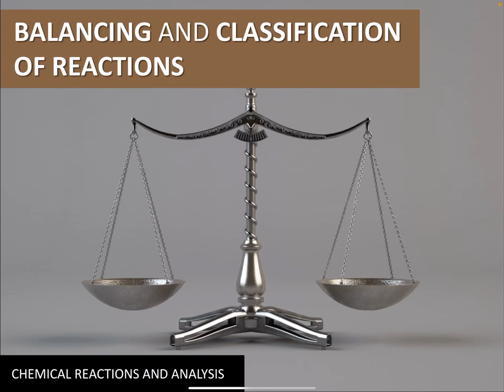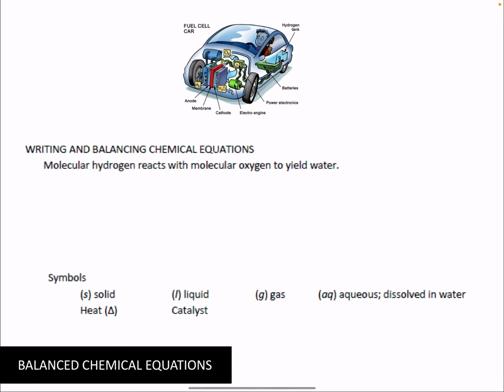Balancing and classification of reactions. All right, so we've seen balanced chemical equations. We just haven't really looked at them explicitly yet. So let's practice them. Molecular hydrogen reacts with molecular oxygen to yield water. So we should recognize it's just saying hydrogen reacts with oxygen to make water.